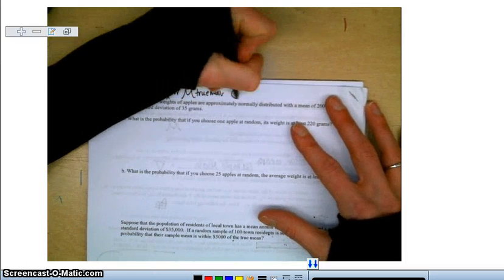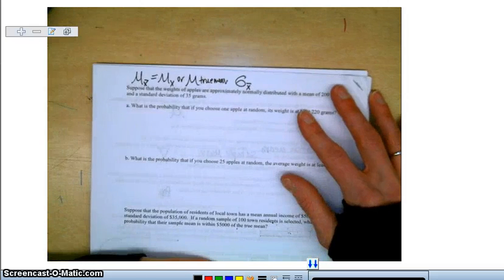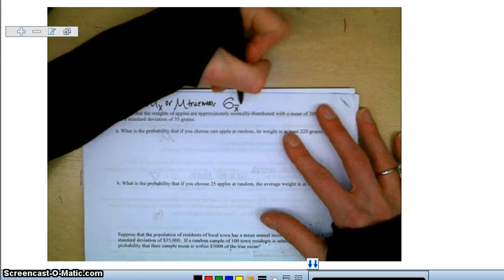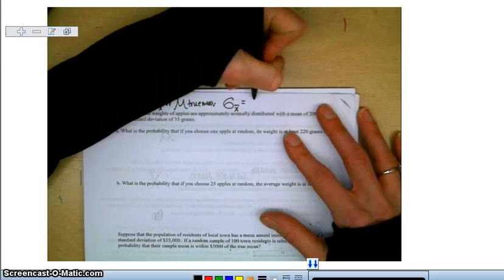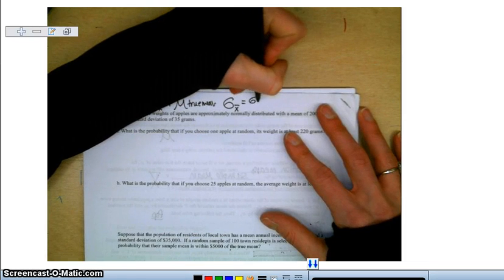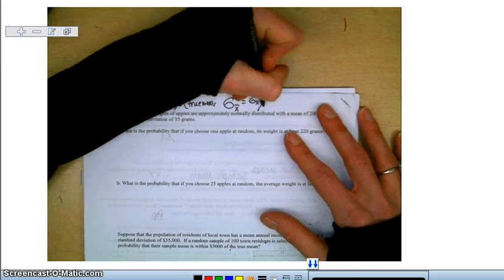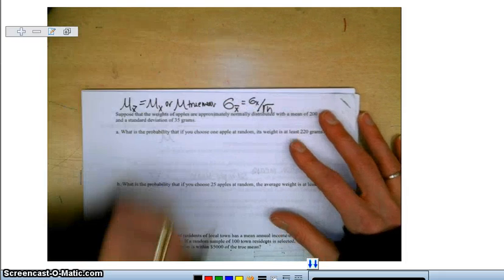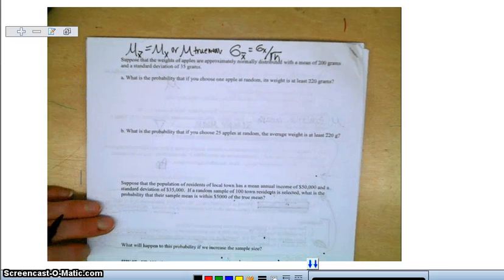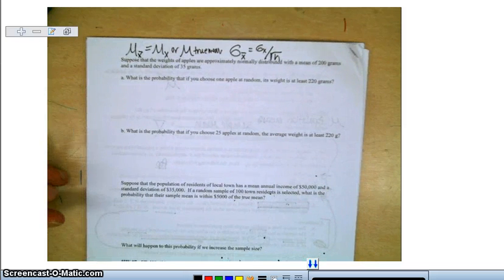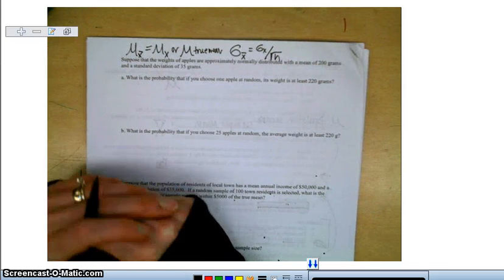Okay, and the standard deviation of the sample mean from the previous page is the true standard deviation divided by the square root of n, how many are in your sample. And again, n is the number of people in your sample, or the number of apples in this case.